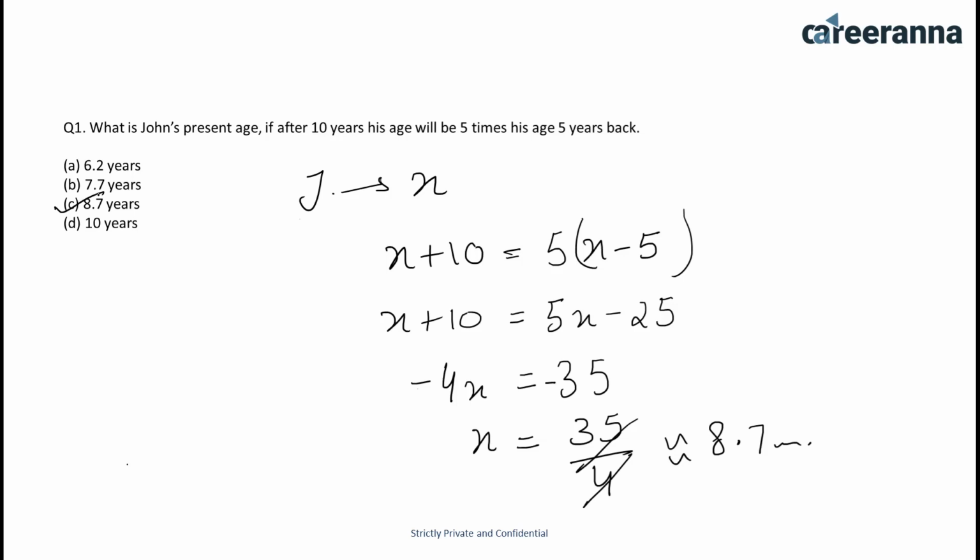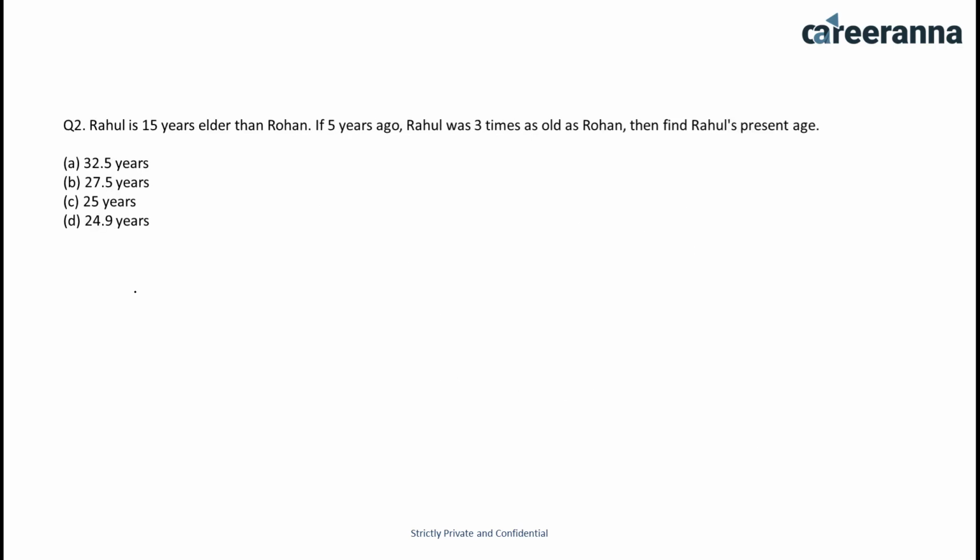Let's see our second question. Question number 2. Rahul is 15 years older than Rohan. 5 years ago, Rahul was 3 times as old as Rohan. Then find Rahul's present age. So Rahul is 15 years older than Rohan. By this statement, we can say, suppose we are taking Rohan's age as x, then Rahul's age is going to be x plus 15 because Rahul is 15 years elder than Rohan.